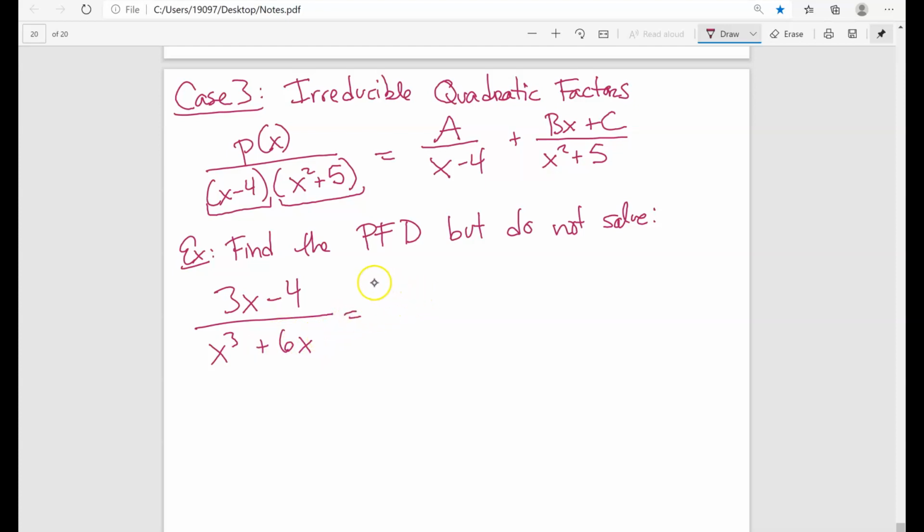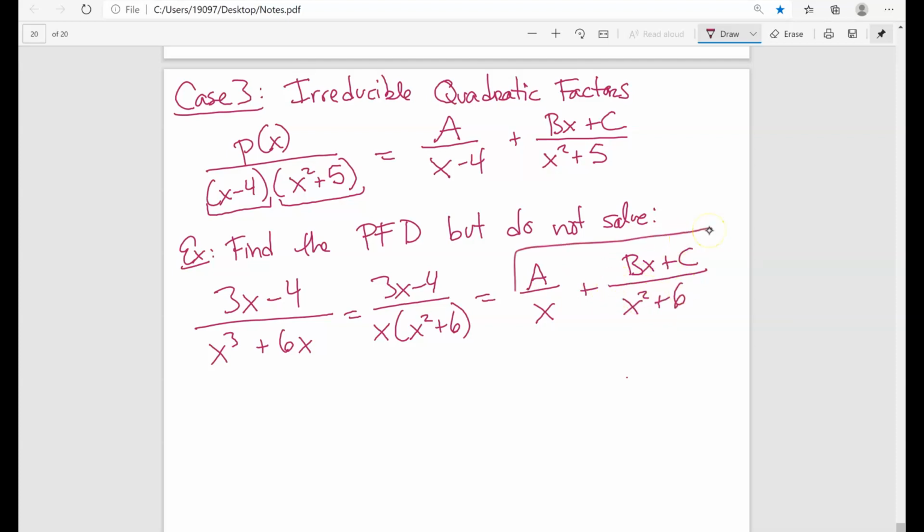So let's start out by factoring it. So it'll be 3x minus 4 divided by, factor that out, x times x squared plus 6. So notice here that you can't factor the x squared plus 6. So you have a linear factor and a quadratic factor. So you'll have a over x. That's going to satisfy that x. Add it to now a linear factor, bx plus c divided by x squared plus 6. And this will be the partial fraction decomposition.